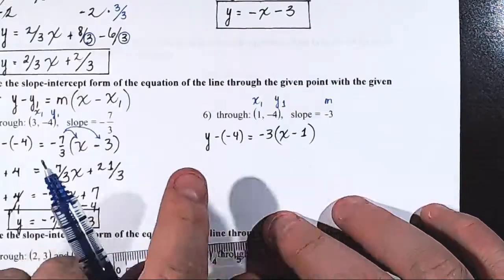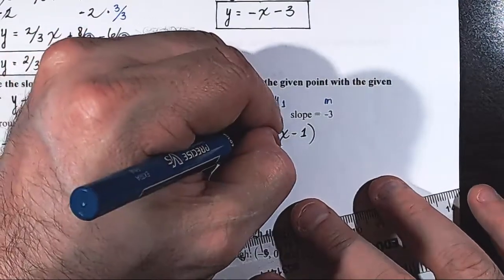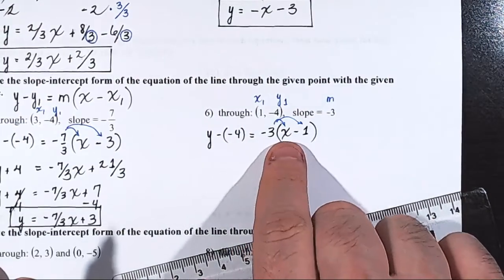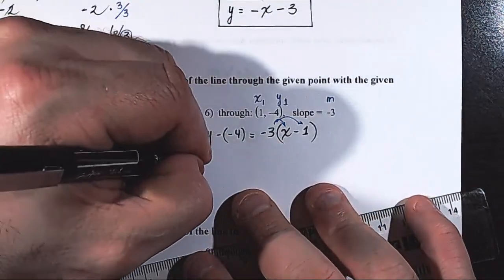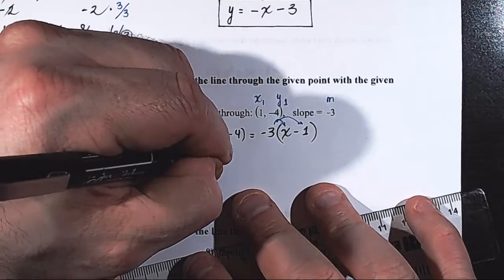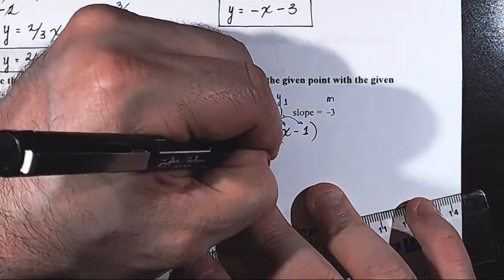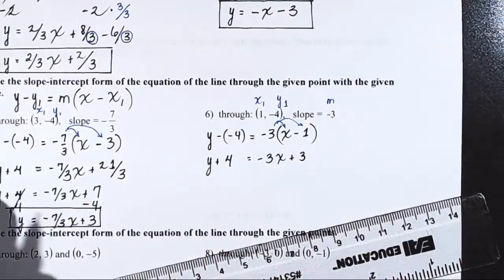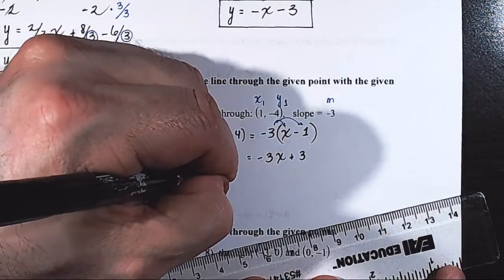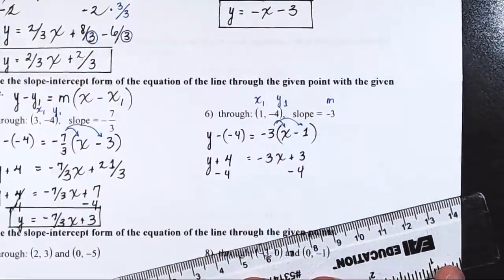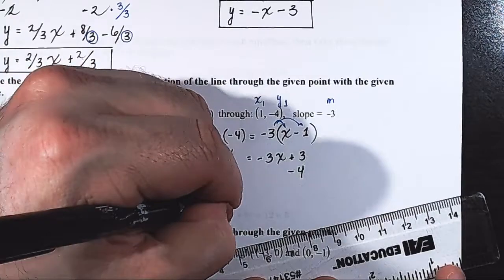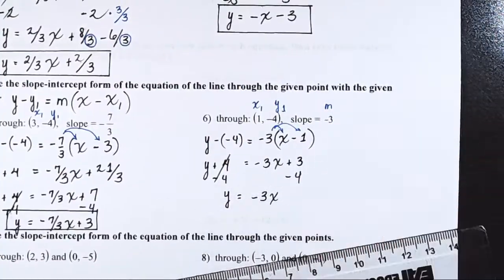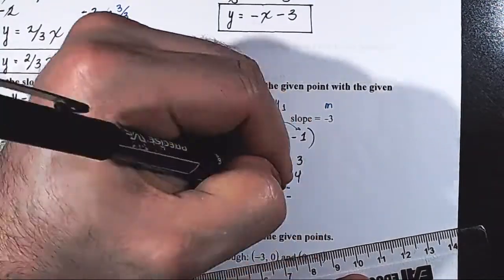Now I have to get that negative negative to go away, and I'll distribute the negative 3 into the parentheses. So I have y plus 4 equals negative 3x plus 3. To get y by itself, I'll subtract 4 from both sides. I have y equals negative 3x. 3 minus 4 is negative 1.